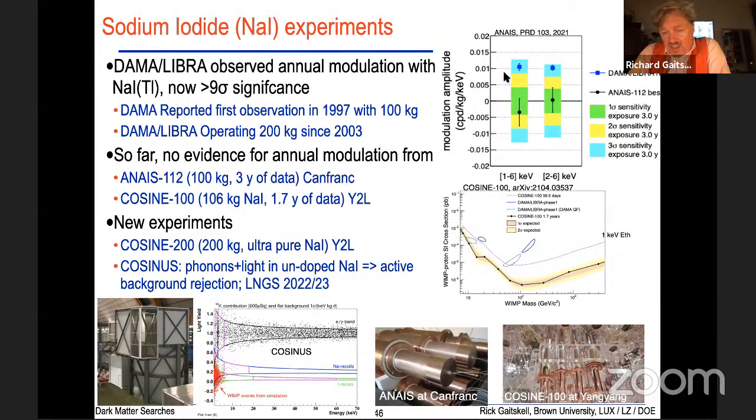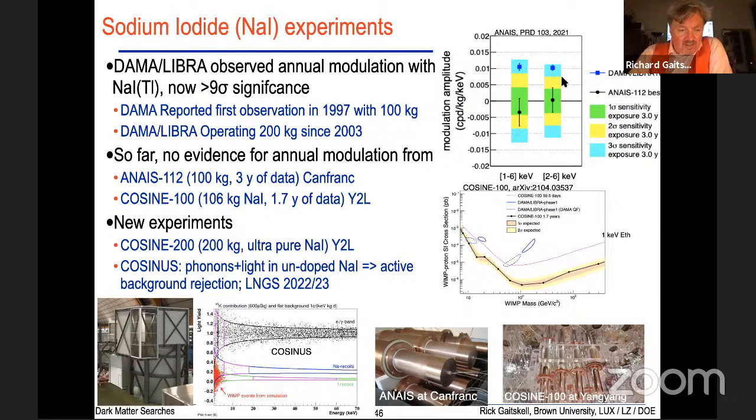And this is another way of displaying it, which is the amplitude of annual modulation from ANAIS. This is where DAMA/LIBRA sits in terms of this annual modulation, or sorry, it's not 1% here. This is counts per day per kilogram per keV, but 1/100th of a count per kilogram per keV. And this is where the results of ANAIS after 3 years sit, and there is incompatibility at the 3 sigma level.